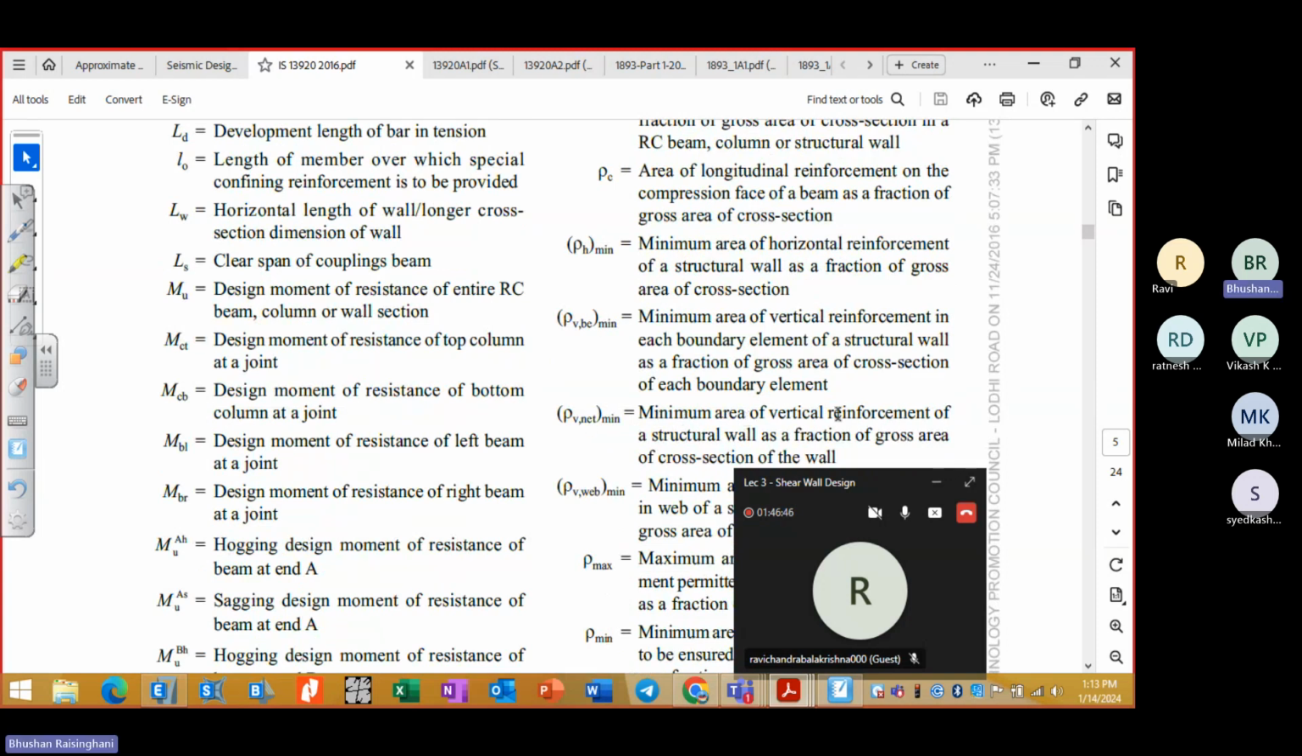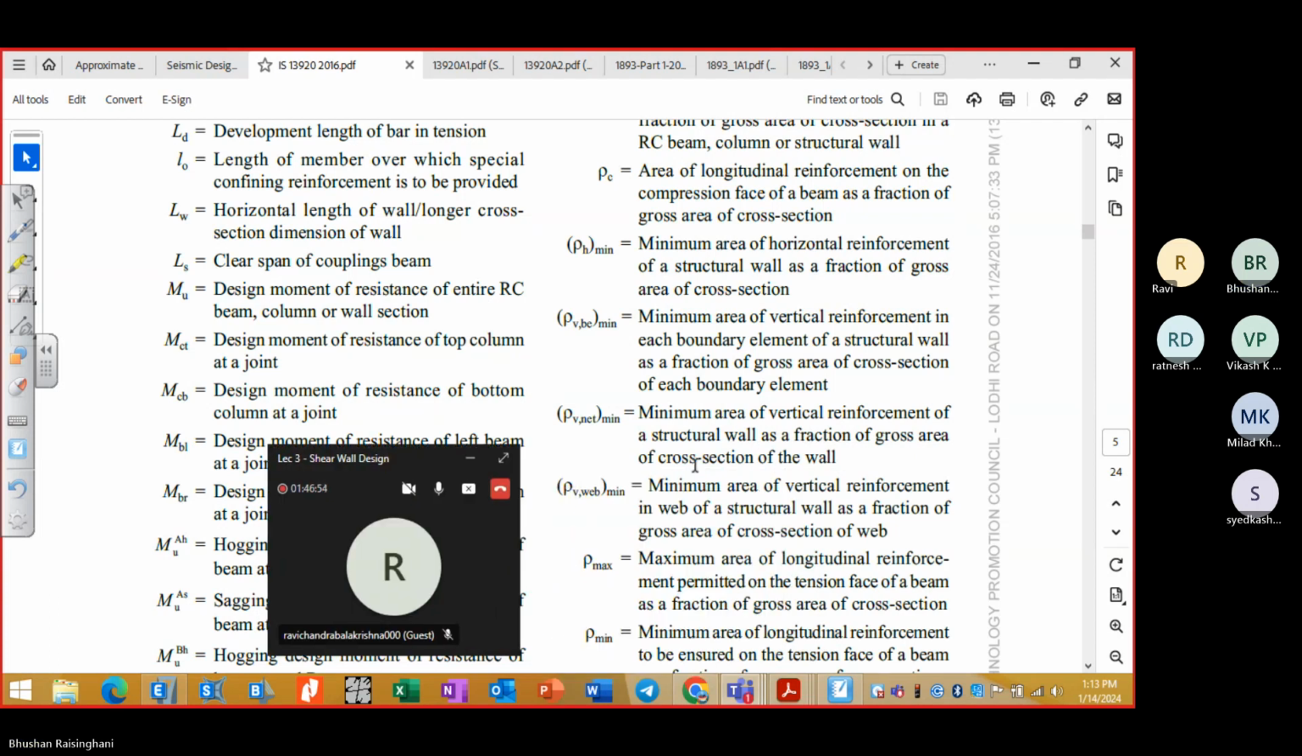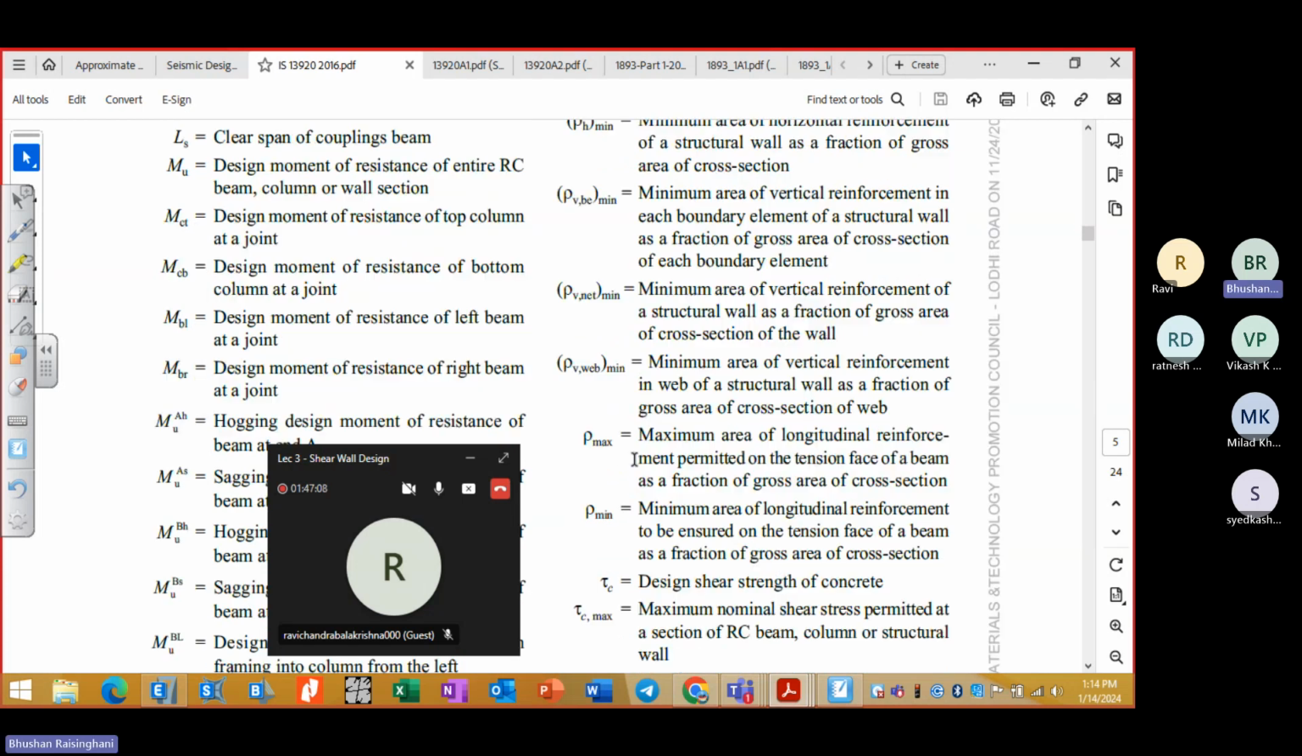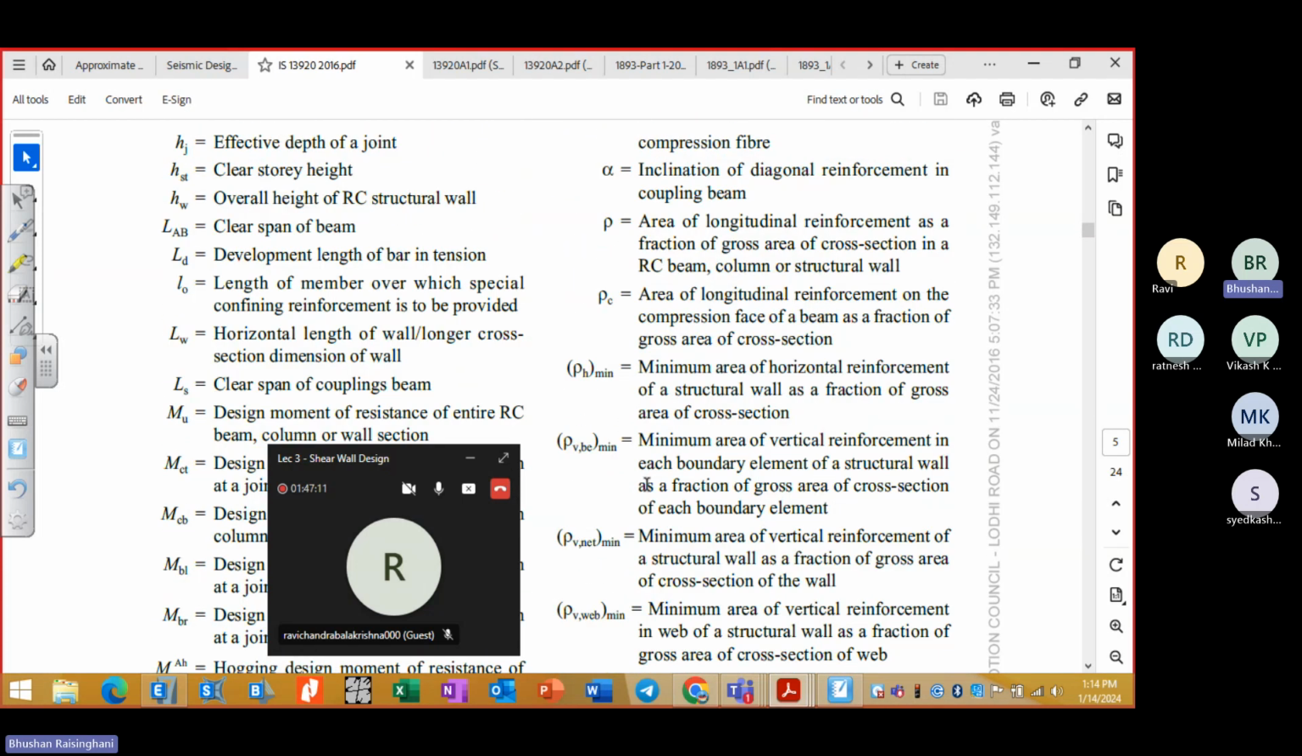So minimum area of vertical reinforcement of a structural wall as a fraction of gross area of cross section of the wall. So net reinforcement versus the gross area of the wall. So that is what has been shown when it is shown as rho v minimum. Rho v minimum has not been given the definition. Okay, so rho v b minimum: minimum area of vertical reinforcement in each boundary element of a structural wall as a fraction of the gross area of the boundary element.